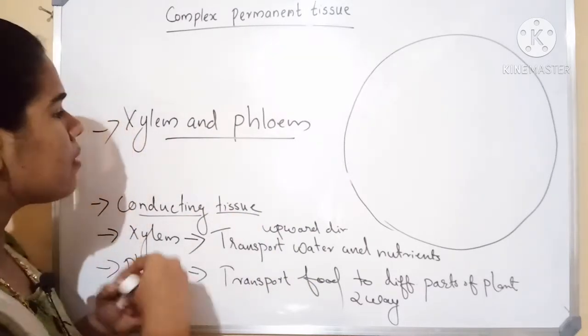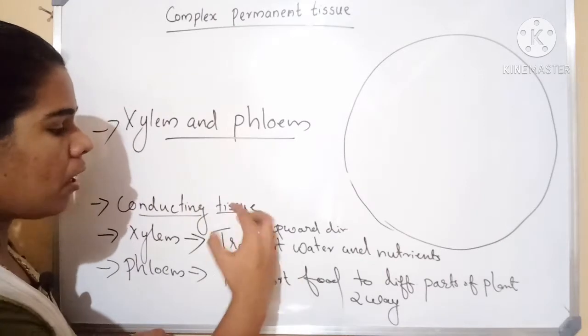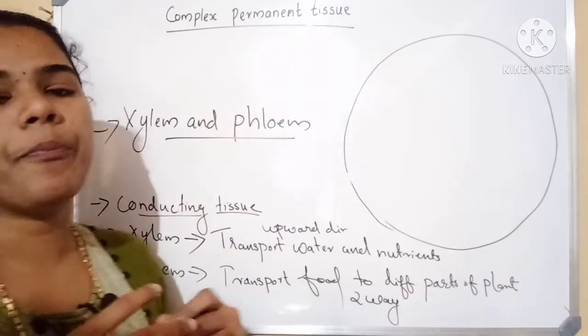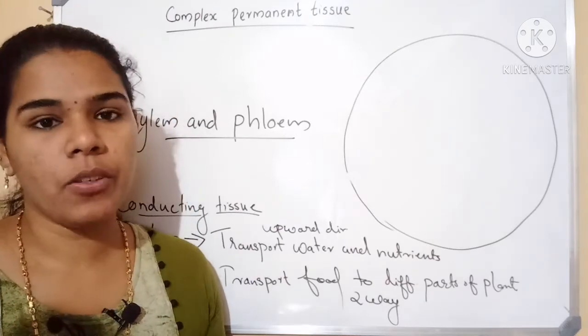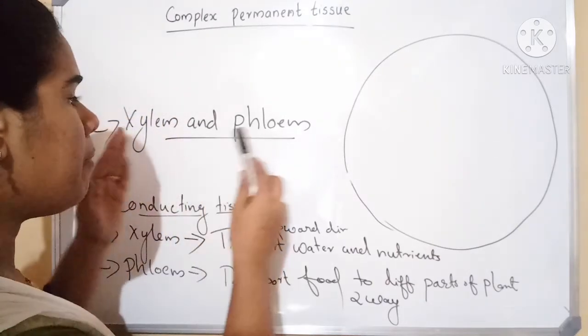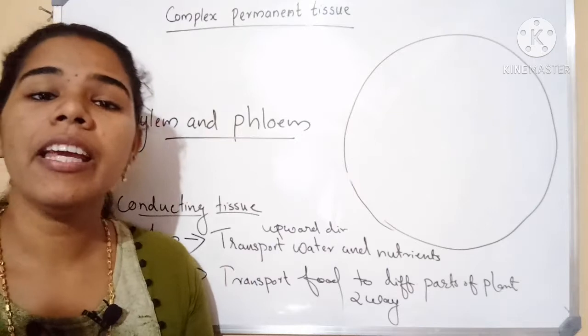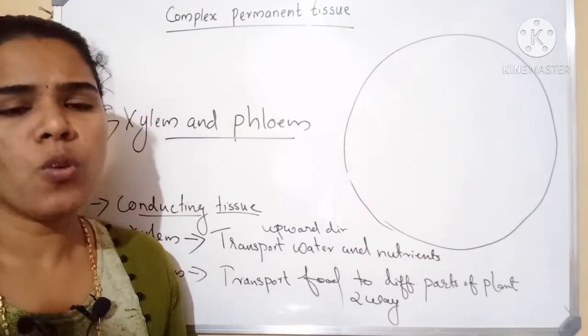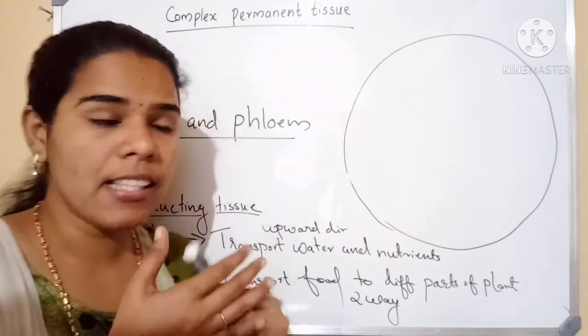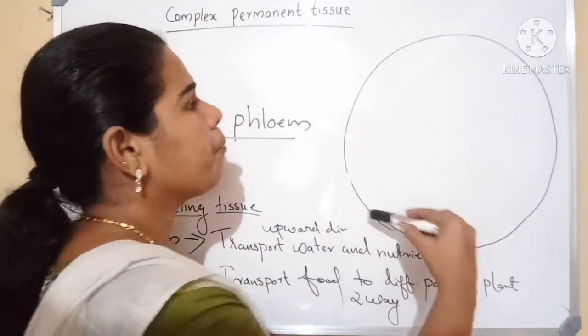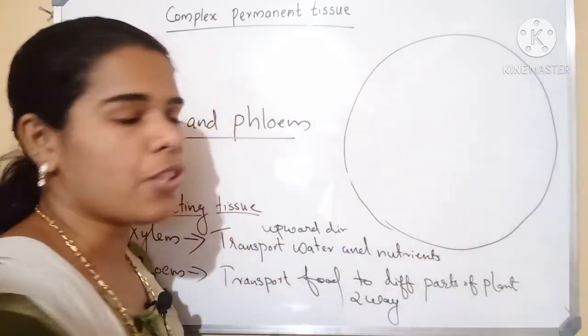These xylem and phloem are constituted in a vascular bundle. What do you mean by vascular bundle? When we take a CS, you already learned about it.